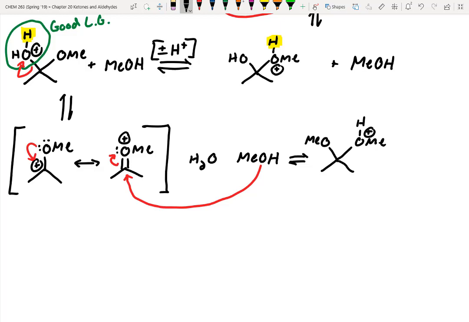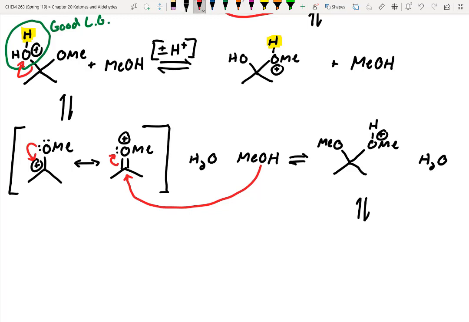Sorry, I'm trying to squeeze all this in here. Let me slide this over just to make it look a little prettier. All right, what do you think happens in the very last step? Deprotonation. So in this case, best available base. It's going to be the water floating around in solution.